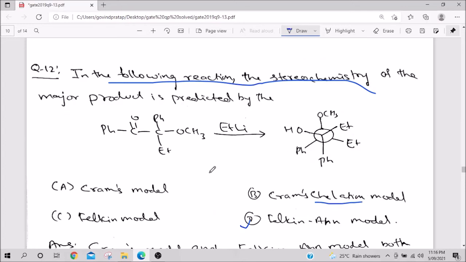Here it neither follows Cram's model nor the Felkin-Anh model. It is basically the chelation model which is followed. Because lithium is a very hard metal ion, it will chelate with this oxygen and with this oxygen, because both of them have lone pairs, and this chelation is what determines the stereoselectivity. So, the answer very clearly is Cram's chelation model, but let us understand how it works.